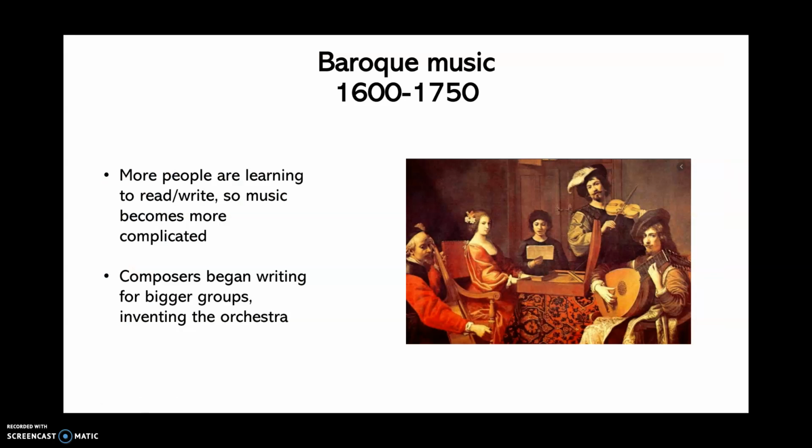There we go. More people at this time are learning to read and write, and just the way people were writing down music was more clear. And because people could do that, they could make up music that was so much more complicated. And composers, that is, people who write music, they began writing for bigger groups. So instead of just writing for like a group of two people or just one person, you could start writing for big groups of 20, 30 people. And this basically invented the orchestra.